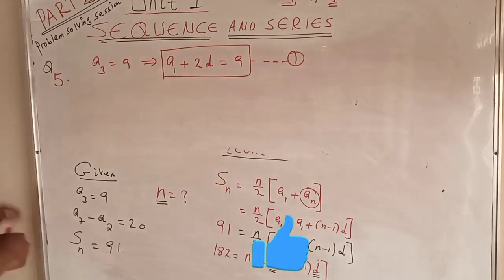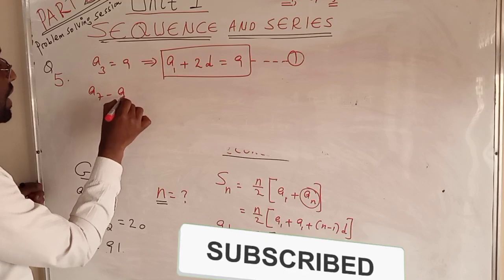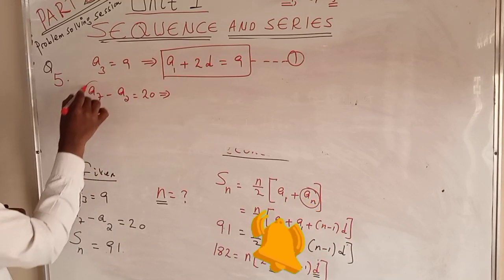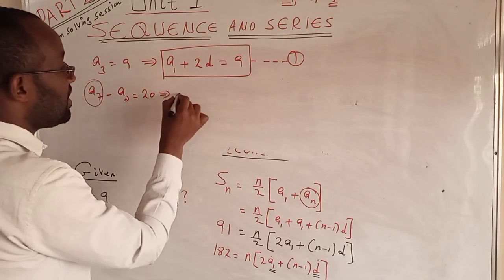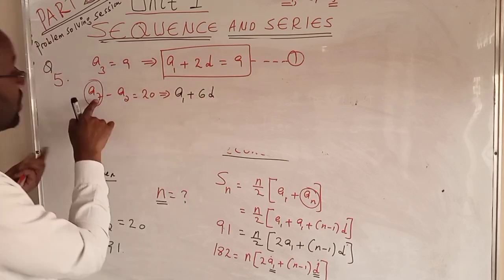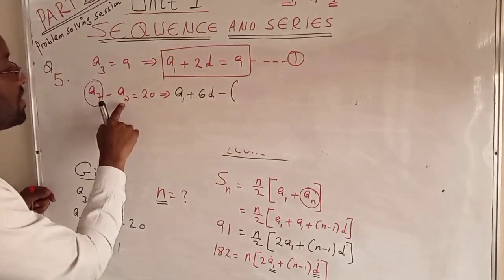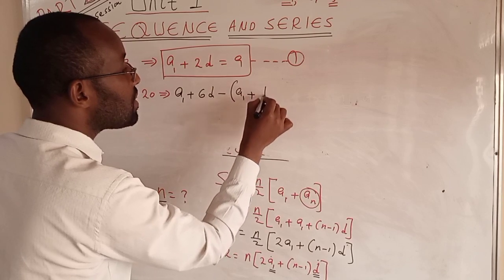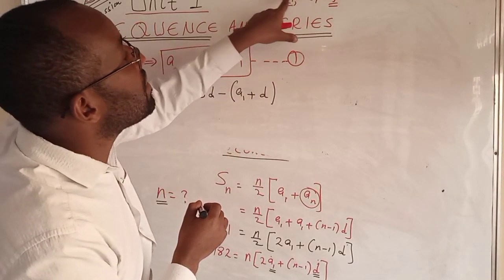Now, from the second information, A7 minus A2, the second term, is 20. Now, what does this mean? What does A7 mean? A7 means A1 plus 6D. Look at this, 1 plus 6 is 7, okay? Similarly, minus, what does A2 mean? A2 means the first term A1 plus D, because there is only one common difference between the first and the second term.